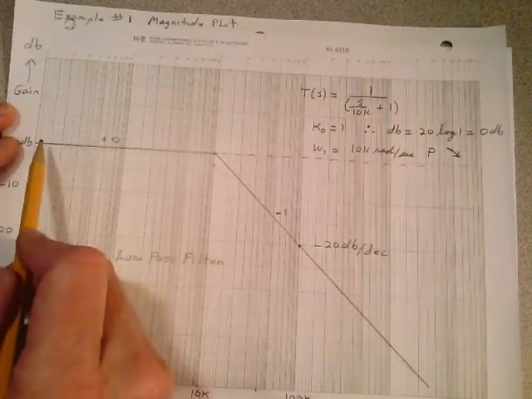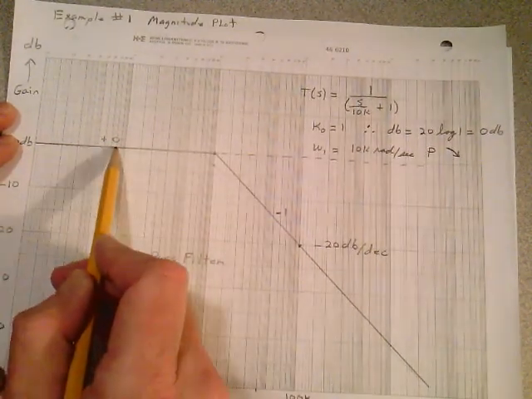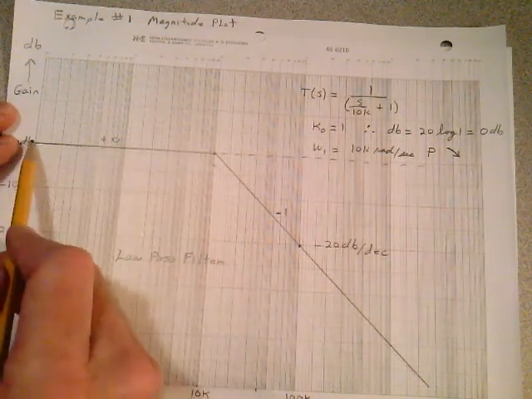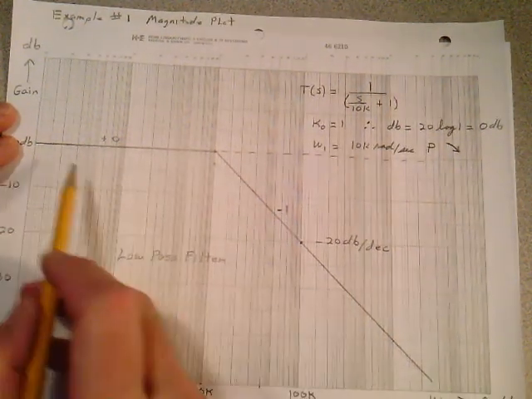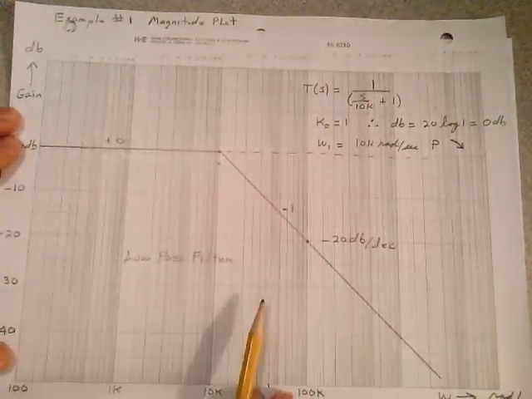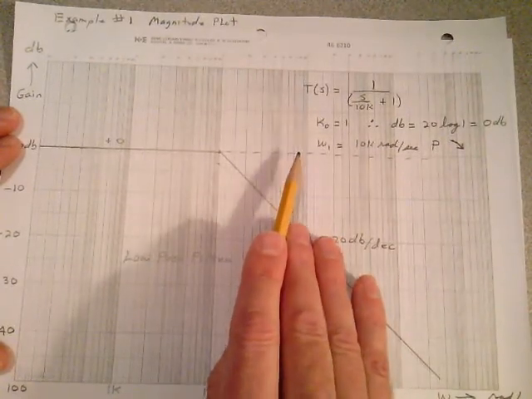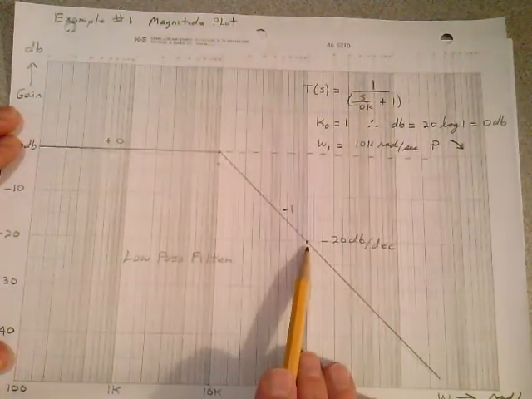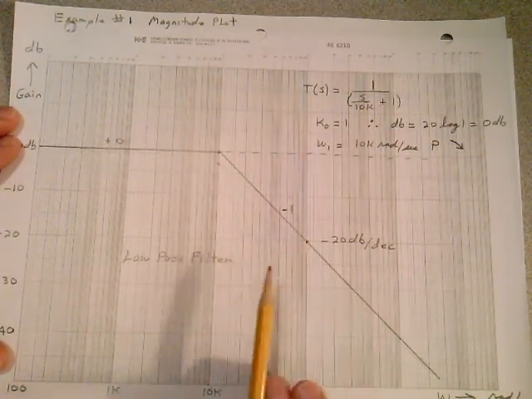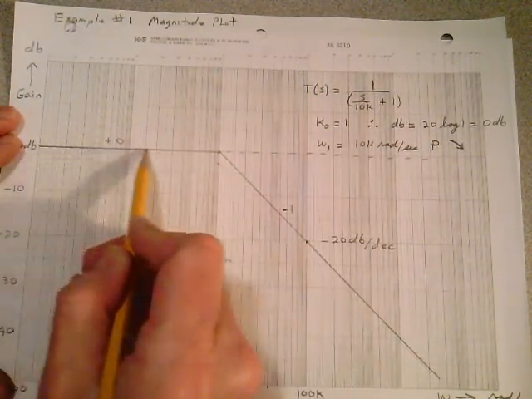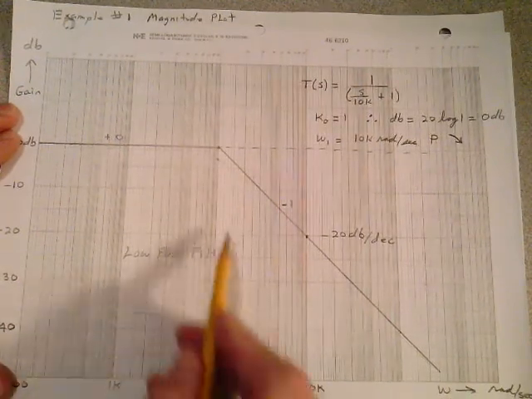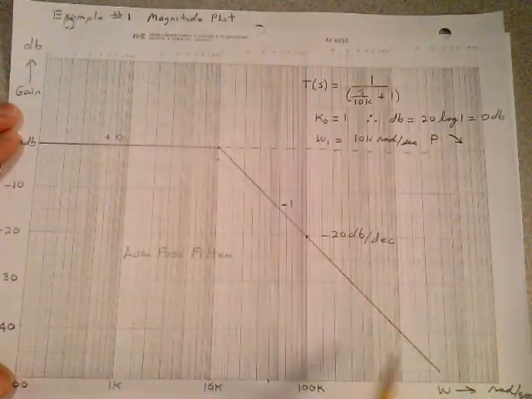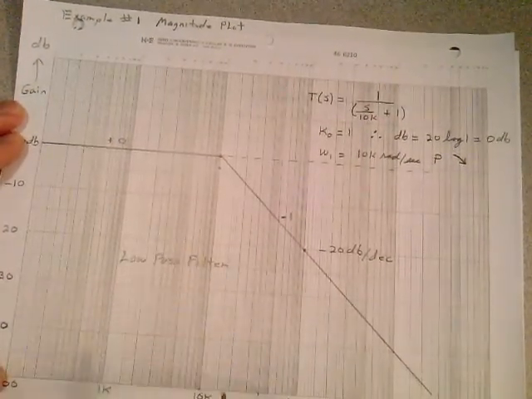So you can see my response goes over. I darken the line in now. I only had dashed lines to this point. Well, my actual response is the sum of the two, the constant term and its contribution to the overall function, and my pole and its contribution. So I darken in the line over to 10K radians per second, and then I darken the line down, and that rolls off. You can see that's a low pass filter. And that's my magnitude plot.